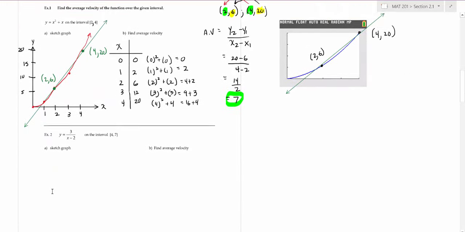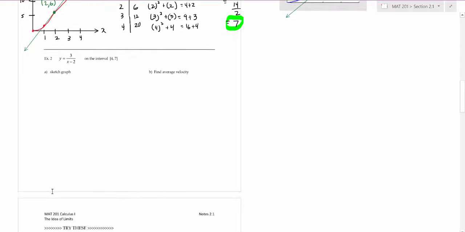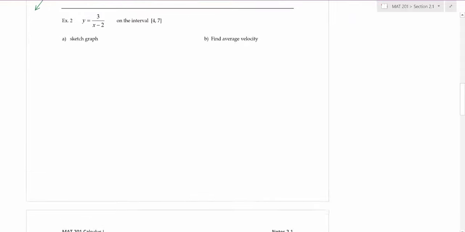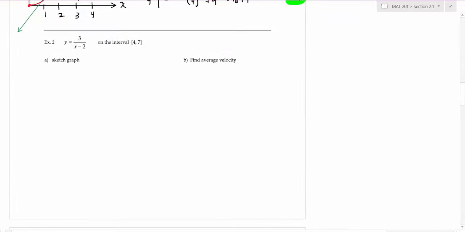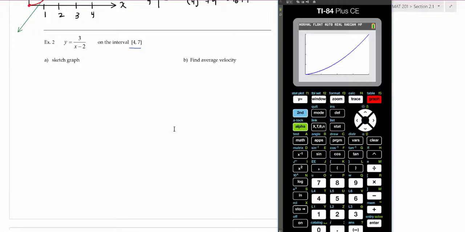We'll use our graphing calculator to help us a little bit with this one also. Okay, so this one I'm going to go ahead and just use the calculator. This one is going to have an asymptote on it, and we're interested on this one on the interval 4 to 7. Okay, so I'll pull up my calculator, and we're going to go ahead and put this one in. So we're going to put 3 divided by, and then we got to have parentheses x minus 2.